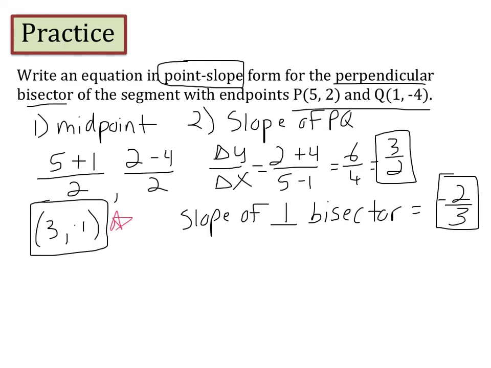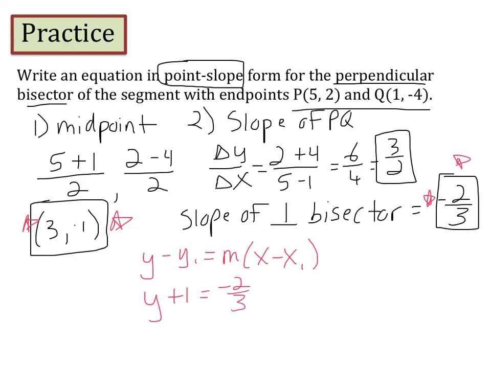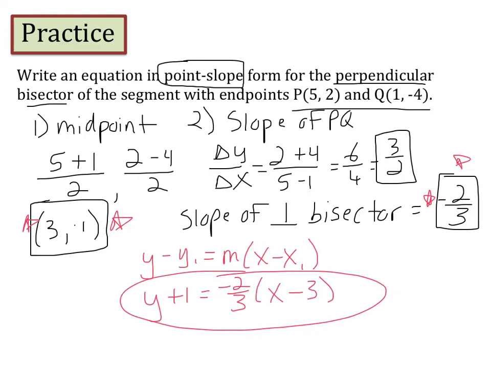So I have my point and I have my slope. So my equation is based off of y minus y1 equals m times x minus x1. So my y1 value is negative 1, my slope is negative 2 over 3, and I have x minus 3. And that's our equation for the perpendicular bisector of this segment.